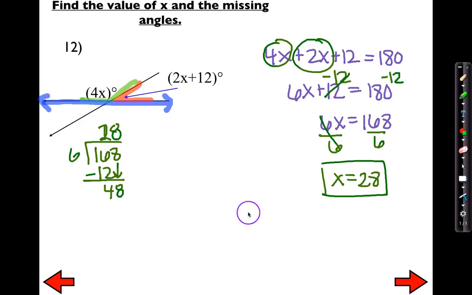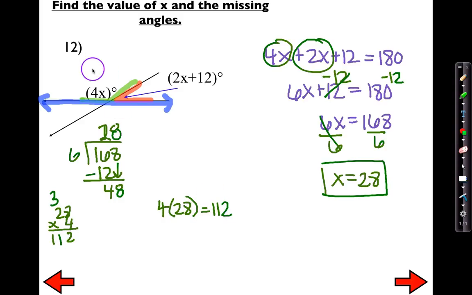So for the 4x, let's plug that in. We have 4 times 28 for that angle. Let's do some side work. 28 times 4 is going to be 32. That's 8 plus 3 is 11. So I'm going to go ahead and say that's 112 degrees.